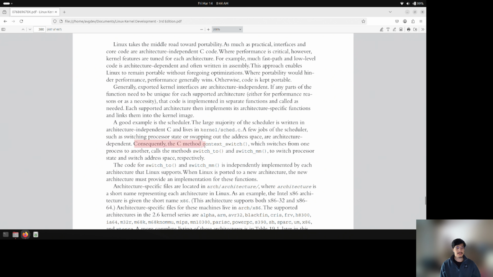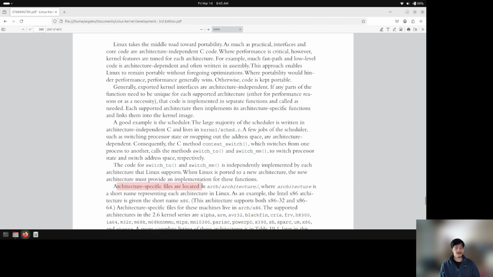Consequently, the C method context_switch, which switches from one process to another, calls the methods switch_to and switch_mm to switch processor state and switch address space respectively. The code for switch_to and switch_mm is independently implemented by each architecture that Linux supports. When Linux is ported to a new architecture, the new architecture must provide an implementation for these functions.